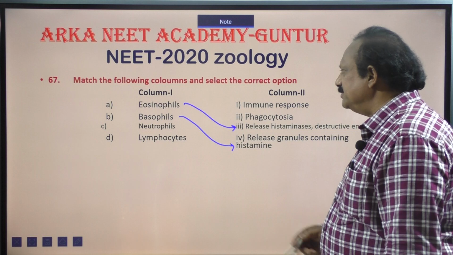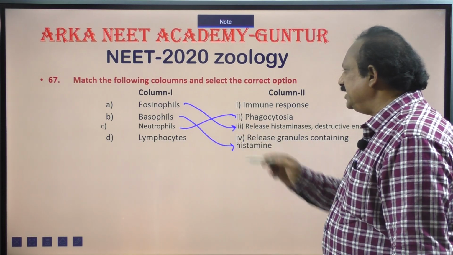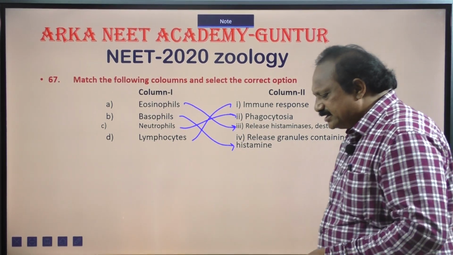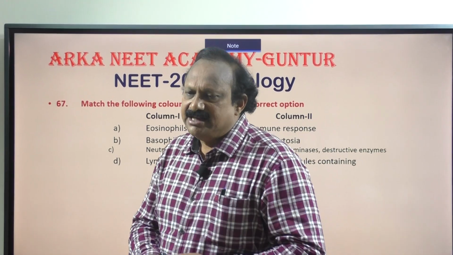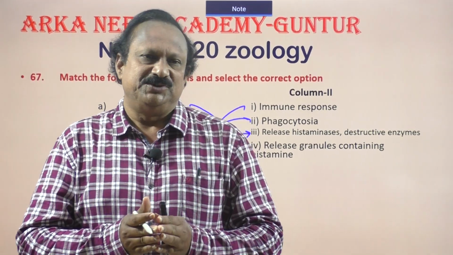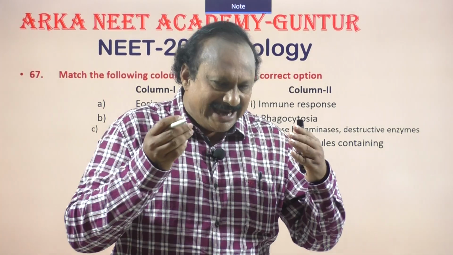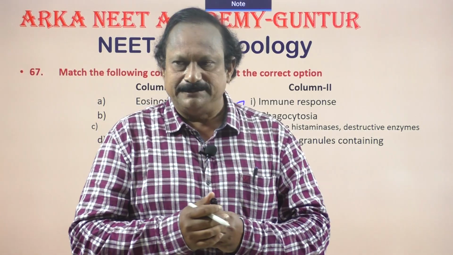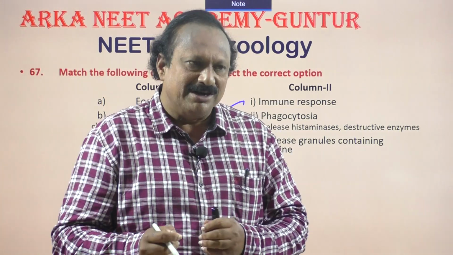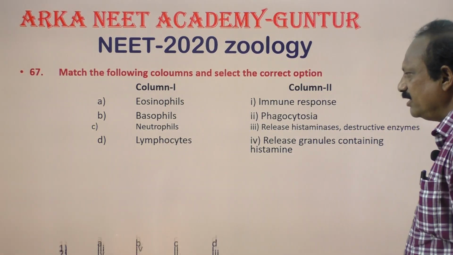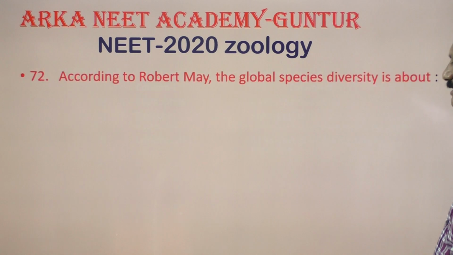Basophils release the histamine. Neutrophils are phagocytic cells. Lymphocytes are for immune response. So look at this, how easy this kind of matching is. This time the students are very lucky. The options are unrelated. So if the student knows one option, then he can easily select the correct option. Normally in matching, the student must know at least two options to come to the right option. But this time, if the student knows one option, then he can select the correct answer. So the key is, the first one is the correct option.